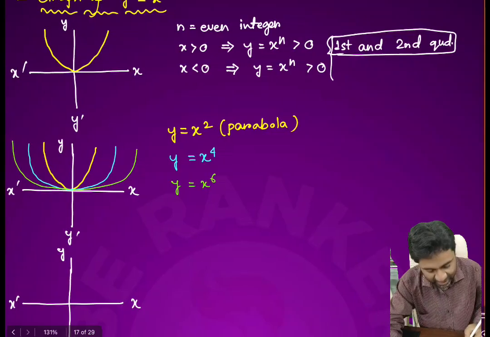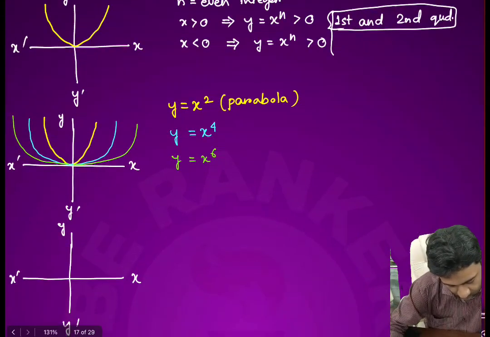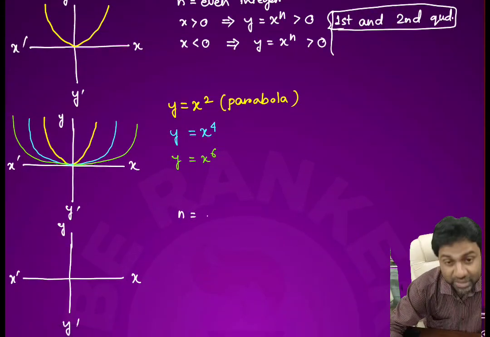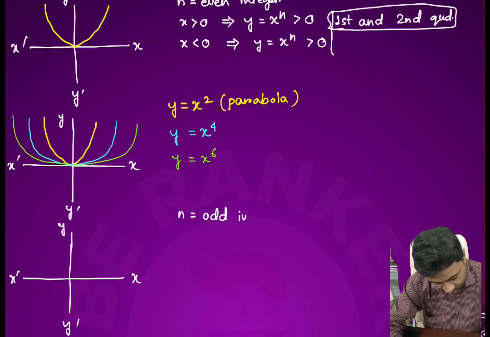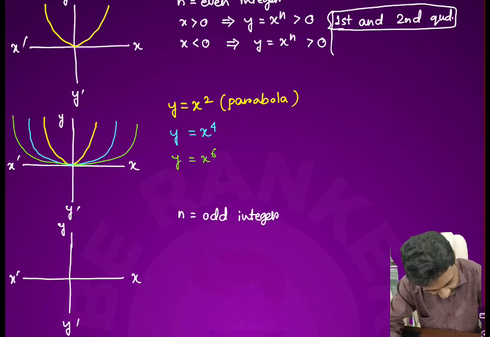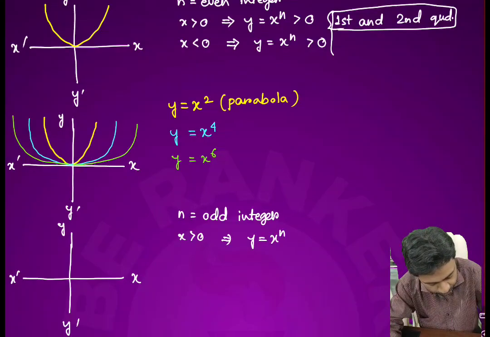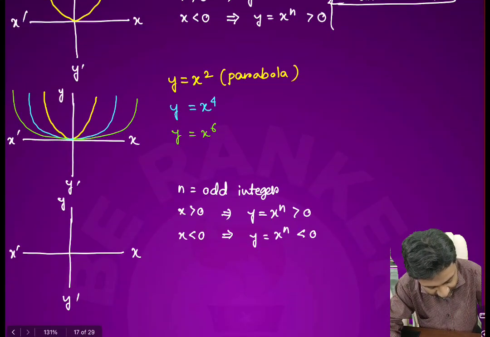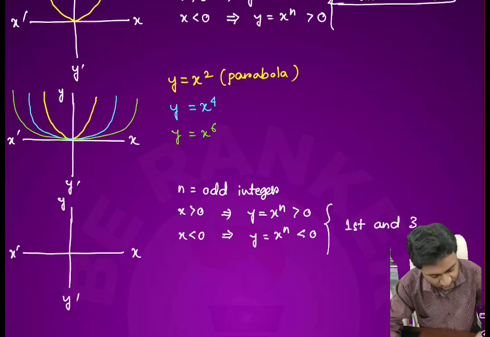But if the power, if the power is odd integer, that is if n equals to an odd integer, then what happens? Then for x greater than 0, y equals to x to the power n will be greater than 0. And if x is negative, that is less than 0, then y equal to x to the power n will also be less than 0. So the graph has its part in first and third quadrant.